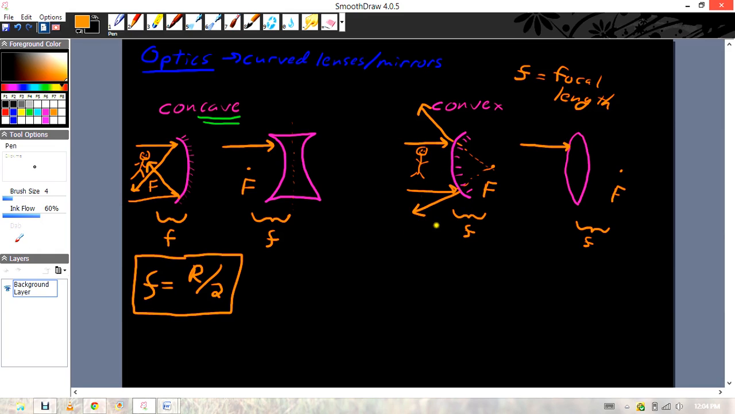So this convex mirror will diverge the light, the concave will converge it. So notice how for a concave lens, the light must go through. So will it go this way or go this way? Well, remember, it has to go through the focus, but it's not going to reflect. It's got to pass through. So it's got to pass through such that it refracts that way.